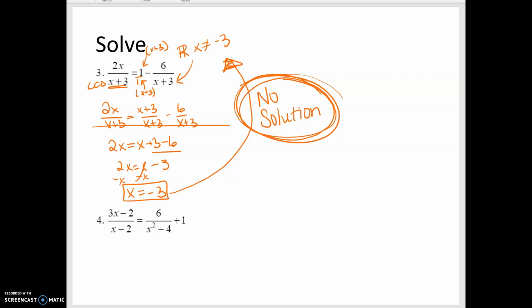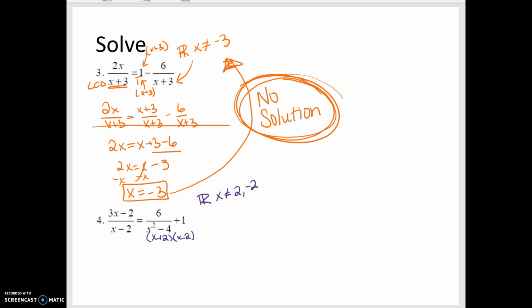Okay, number 4, looking at the bottom, this one does factor, so I'm going to go ahead and write x plus 2, x minus 2 under that one to remind me what's happening down there. Okay, and I'm also going to write my domain, so I know that can't be a positive 2 or a negative 2, because that's going to make those zeros down there.